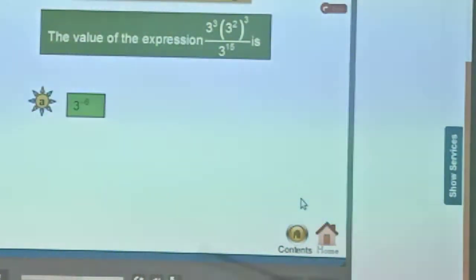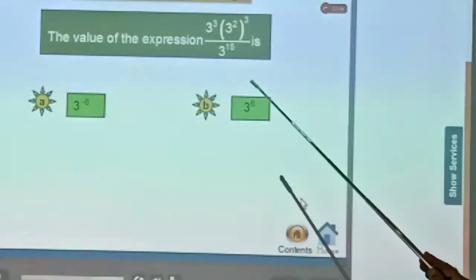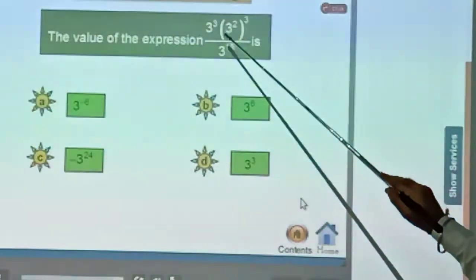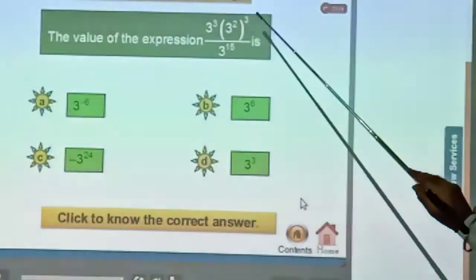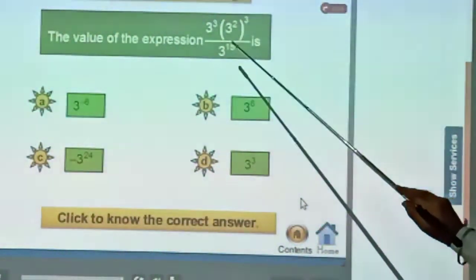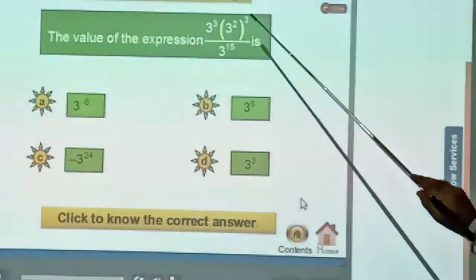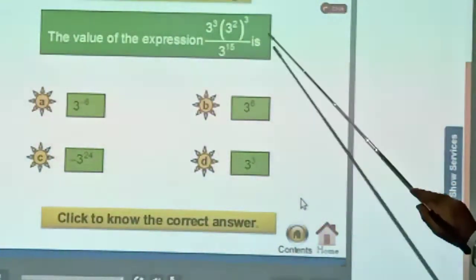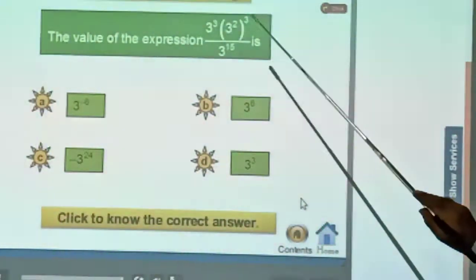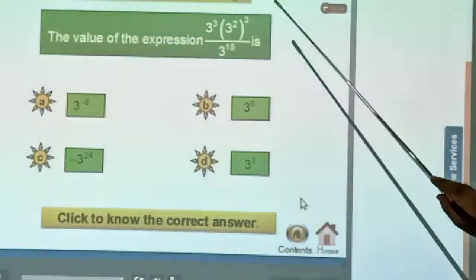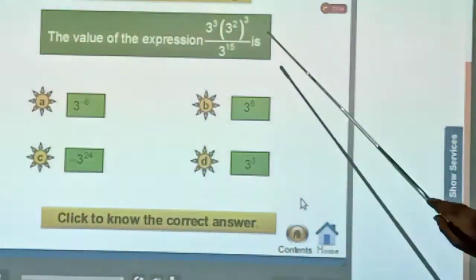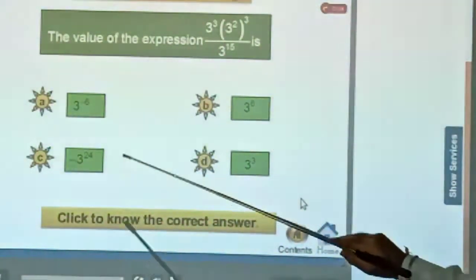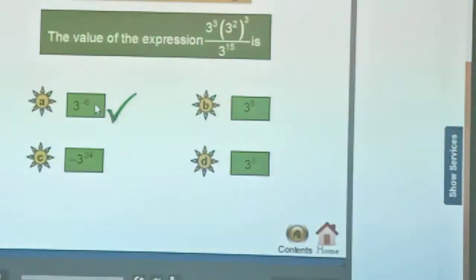When we observe this, we find that the bases are completely the same, and in the numerator we have 3 raised to the power 3 multiplied by 3 raised to the power 6, so the powers get added. We get 3 raised to the power 3 plus 6, which is 3 raised to the power 9, and then 15 gets subtracted from 9, so the value is negative: 9 minus 15, which is minus 6. So our first option is correct.